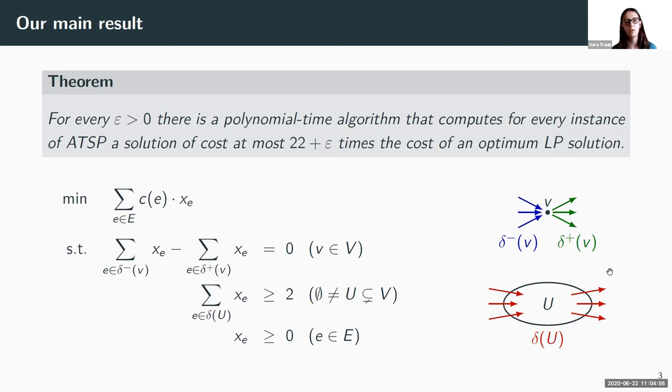So our theorem, first of all, implies that we have a 22 plus epsilon approximation algorithm, but it also implies an upper bound of 22 on the integrality ratio, or integrality gap, of this standard LP relaxation, where the previous best known upper bound was 319, which was also due to Svensson, Tarnawski, and Végh. So that's our main result.